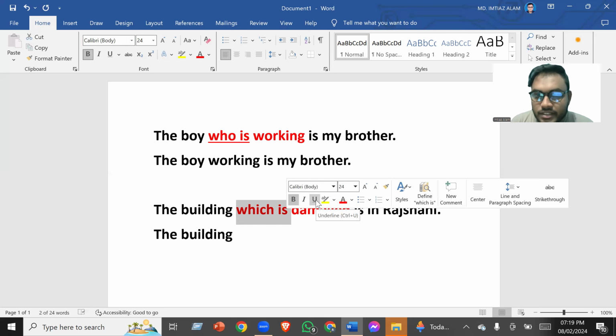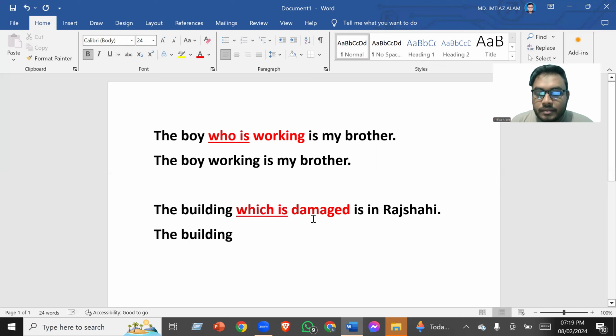You can see I'm underlining these things. So we have to delete the relative pronoun and the auxiliaries. And then if we see the sentence is in passive form, that means the subject is not doing the work by itself, then we have to make that verb a past participle. I'm again saying, if the subject is not doing the work by itself, so you can say the building is not damaged by itself. It must have been damaged by some other things. So if the sentence is in passive form, first we delete the relative pronoun and the auxiliaries, and then we make the main verb a past participle. Damaged is itself a past participle form, so the verb will remain the same.